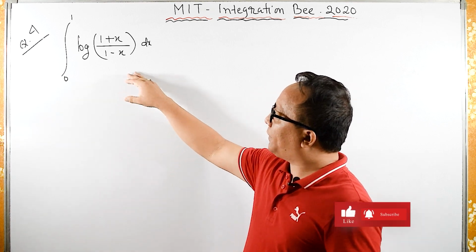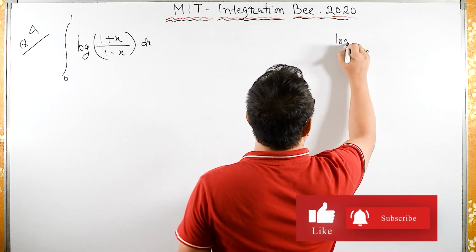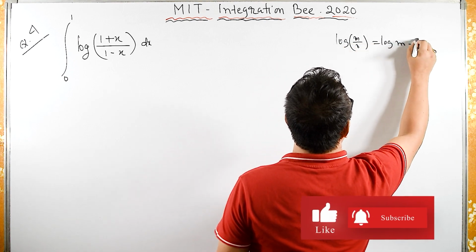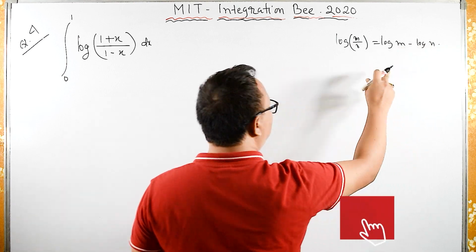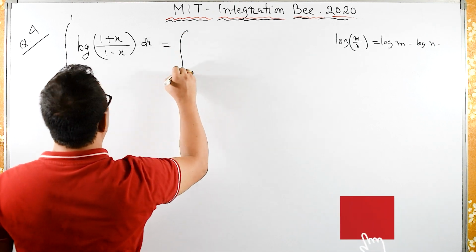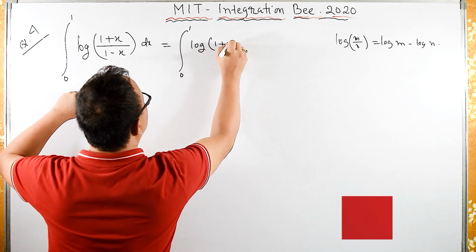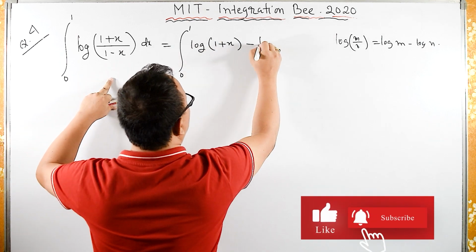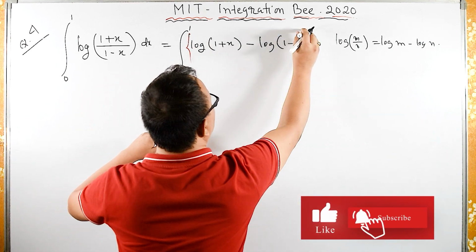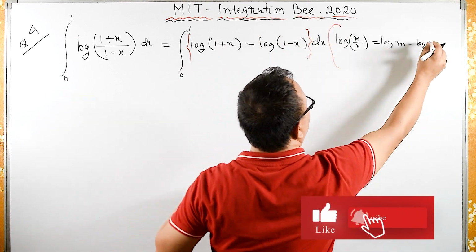Now we'll use the property of log of m by n. What is the log property of m by n? Log of m upon n is the same as log of m minus log of n, where m and n are greater than 0. Therefore, this equals integral 0 to 1 of log of 1 plus x minus log of 1 minus x, and the whole thing with dx. These are the properties which I'm using.